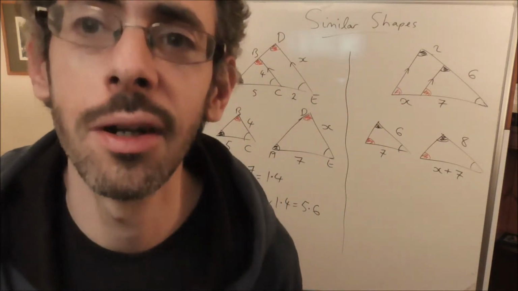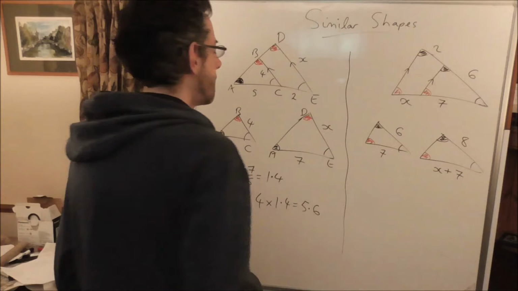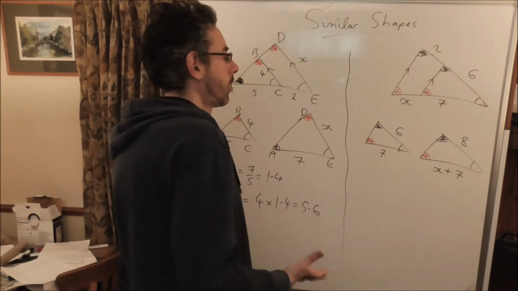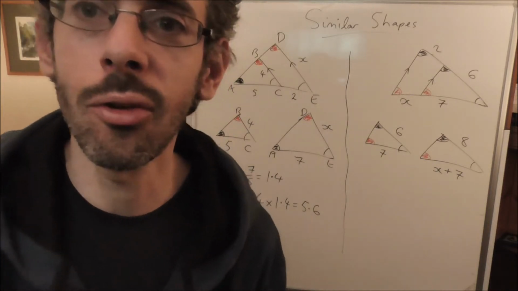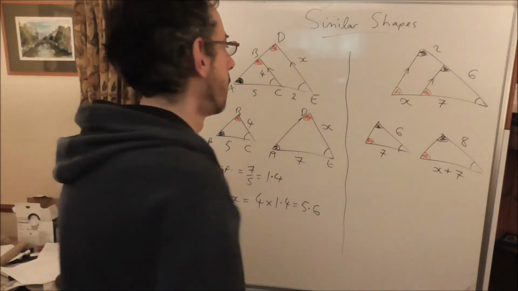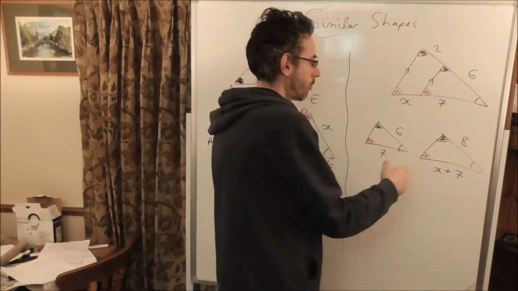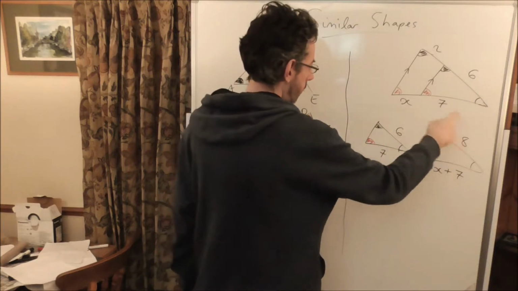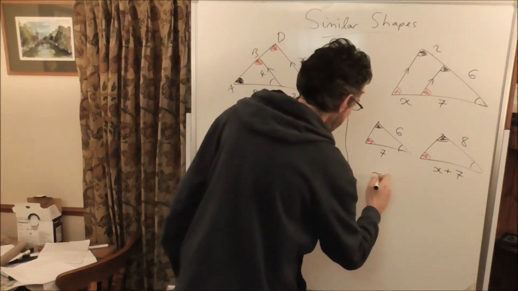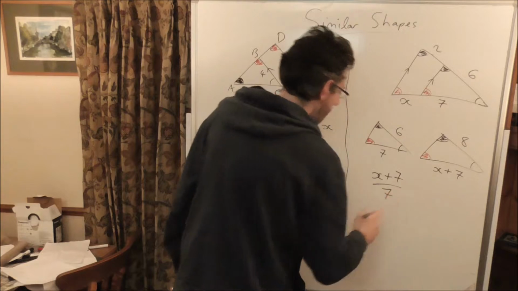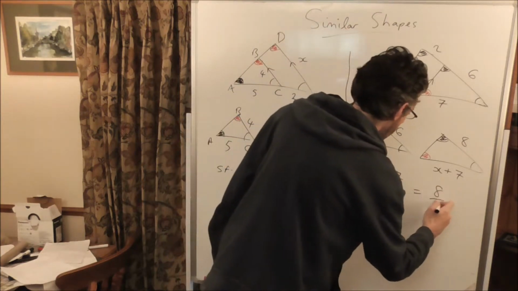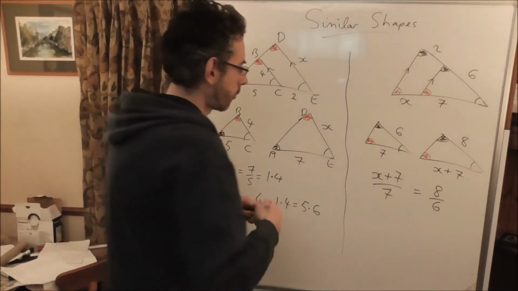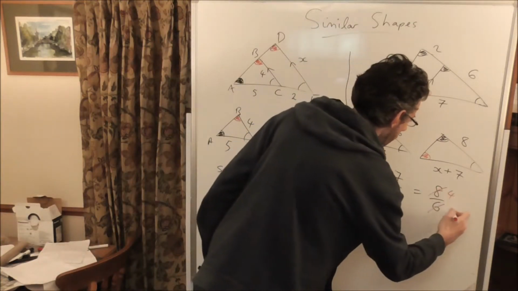Right, let's use method 2 for finding x now, the setting up an equation method. Because the shapes are similar, all the pairs of corresponding sides have the same scale factor, they're in the same ratio. So x plus 7 divided by 7 equals 8 divided by 6. 8 divided by 6, you could simplify that, that's just the same as 4 over 3.